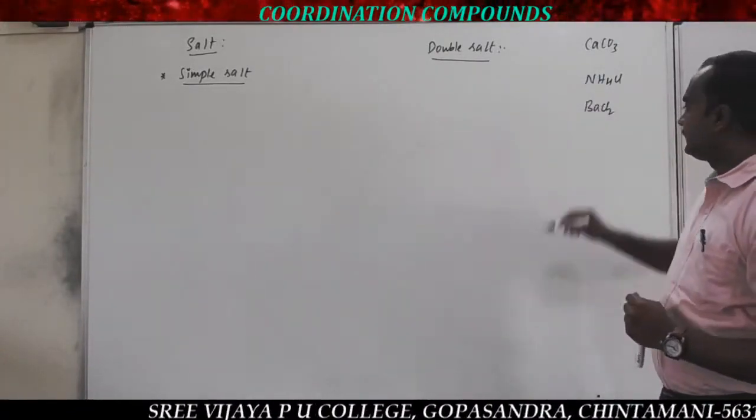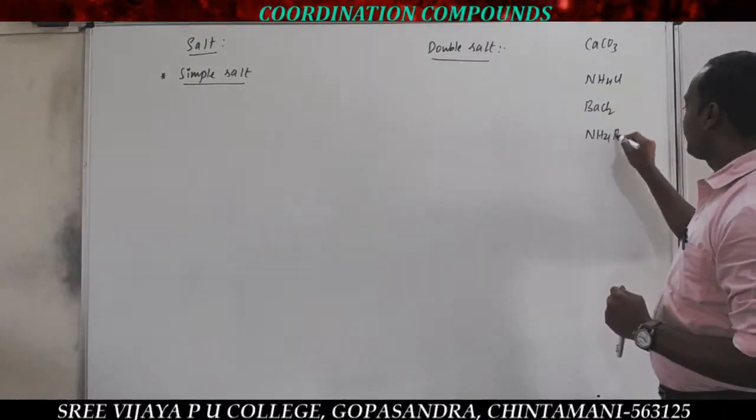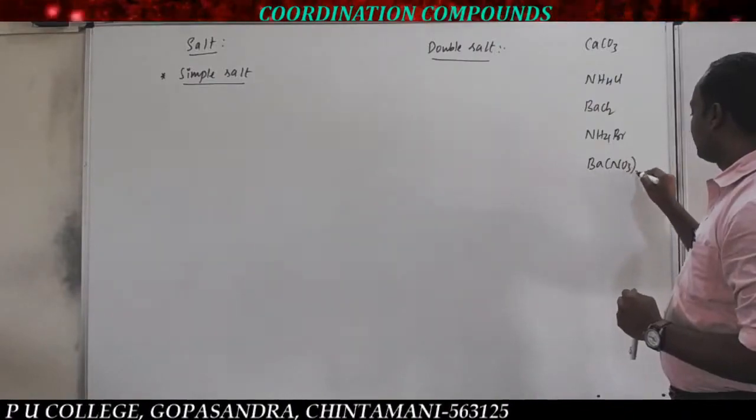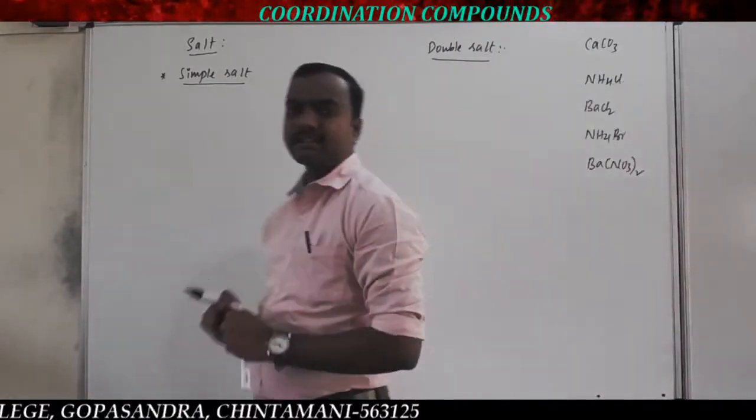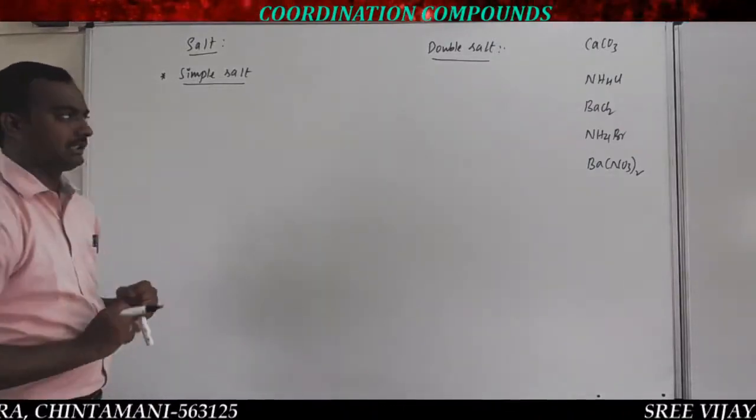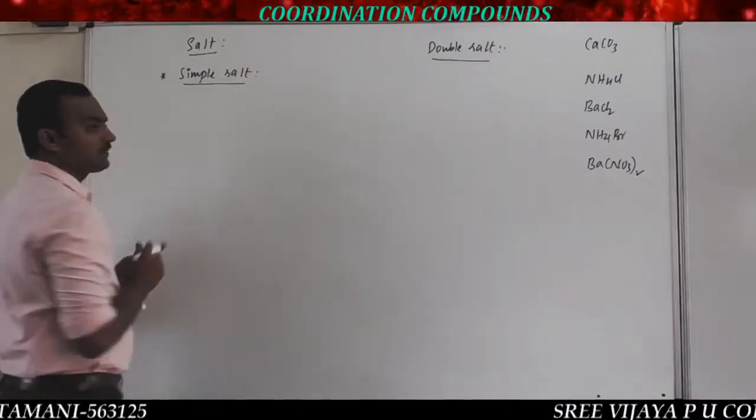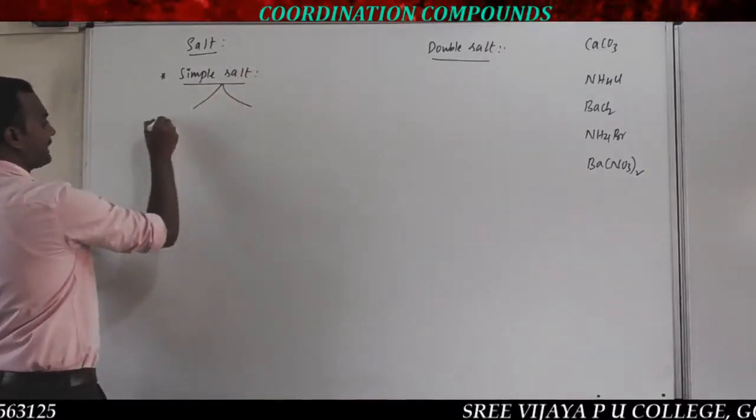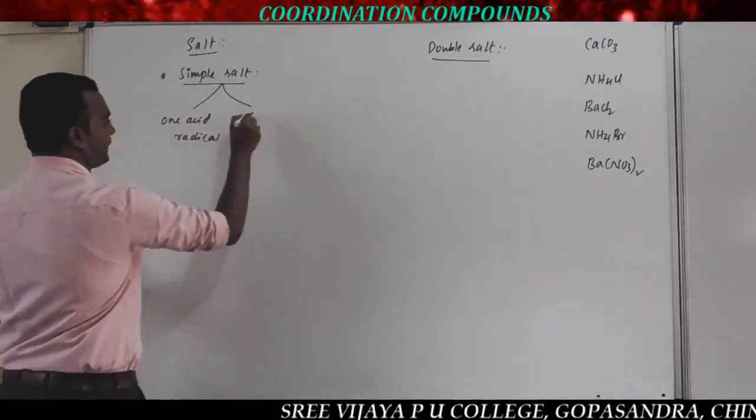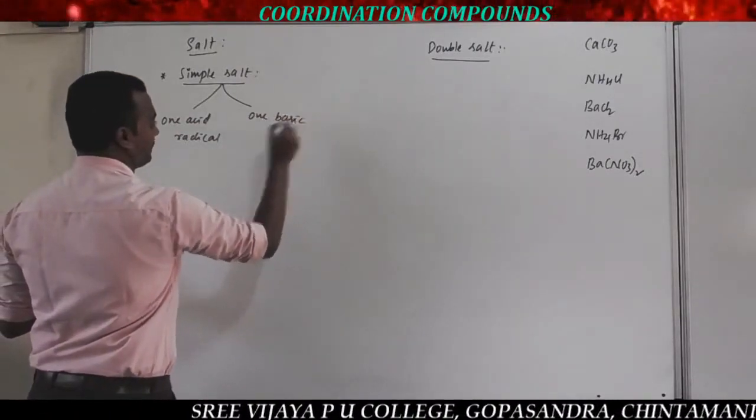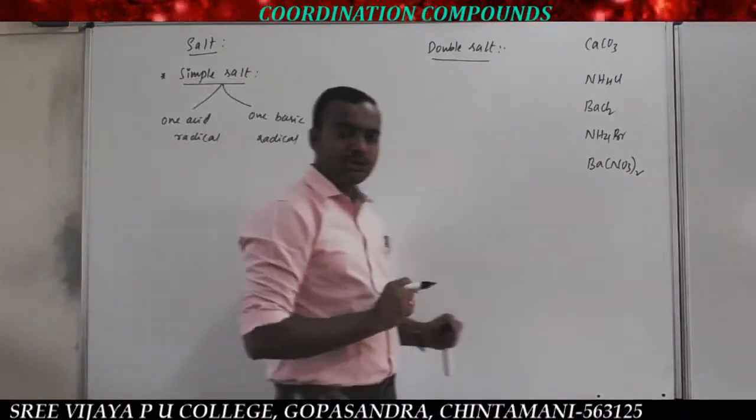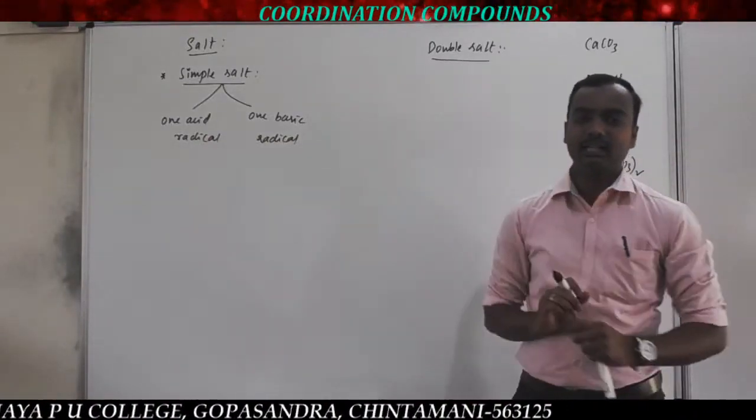There is also ammonium bromide, that is also a salt. And also let me take barium nitrate, Ba(NO3)2. This is all considered as simple salts. Why are they called simple salts? What is the meaning of a simple salt? A simple salt is nothing but a salt which consists of one acid radical and one basic radical.